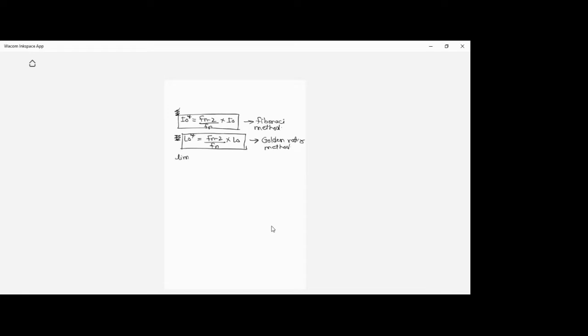So limit of L0 star as n tends to infinity can be given as limit of fn minus 2 upon fn minus 1 as n tends to infinity, into fn minus 1 upon fn, into L0.